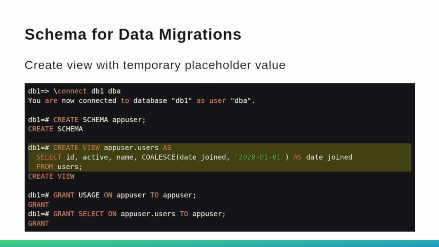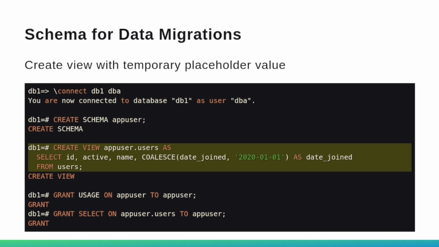So what we can do is create a schema called app user. This is the user that the application is connecting to the database with. So we create a schema with the same name, app user. Then we create a view inside the schema. You can see create view app user users, and we get the ID, the active, the name from the users table, and we use an expression on the date joined. So when date joined is null, we use a special value, the 1st of January 2020. Then we grant permissions on the view to the app user.